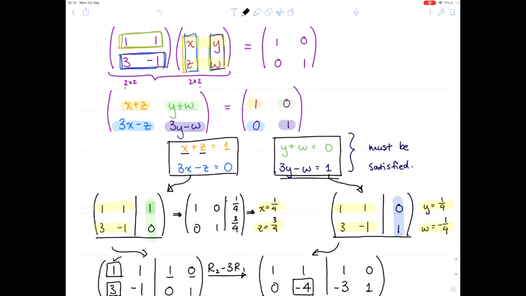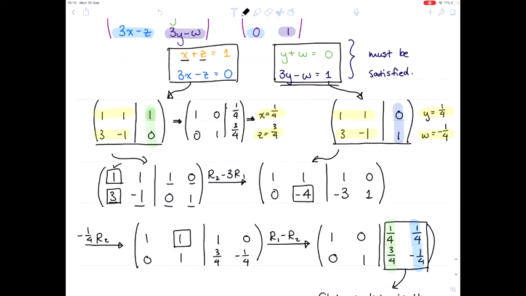So what we've worked out is that x, y, z, w is equal to 1 over 4, and that is exactly the right-hand side that we got when we did our Gauss reduction.